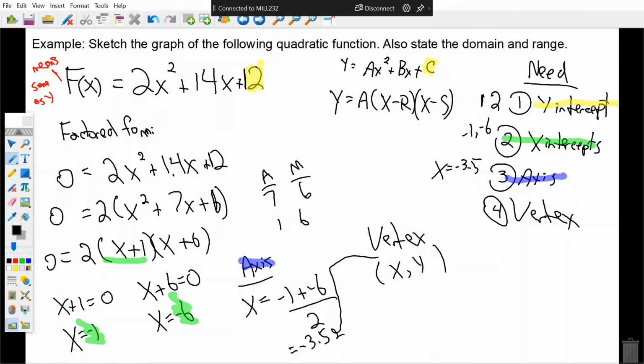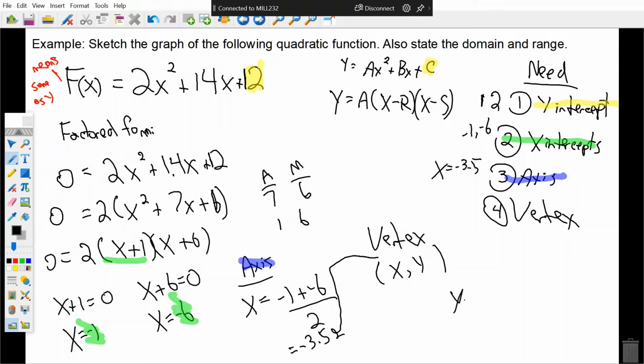So we know that the x value of the vertex is negative 3.5. And now we have to find the y value. So what we're going to do is go back to one of our factored equations. It doesn't matter which one, they'll all give you the same thing. I'll go to right here.